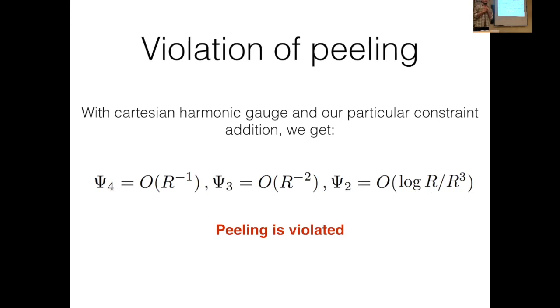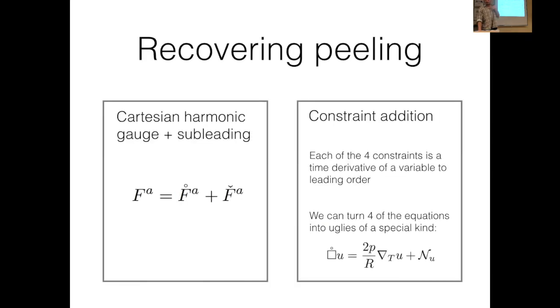Any other questions? Do you have any particular number of P, or can you make it arbitrary? P is just something that we include in our choice of gauge and our choice of constraint addition, so we're completely free to choose it. It turns out that to recover peeling, to guarantee that peeling is true, P equals 7 is enough.